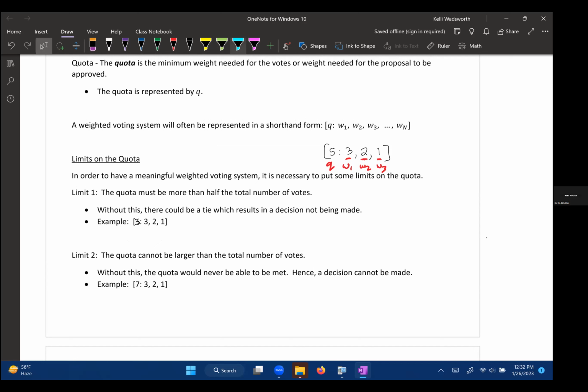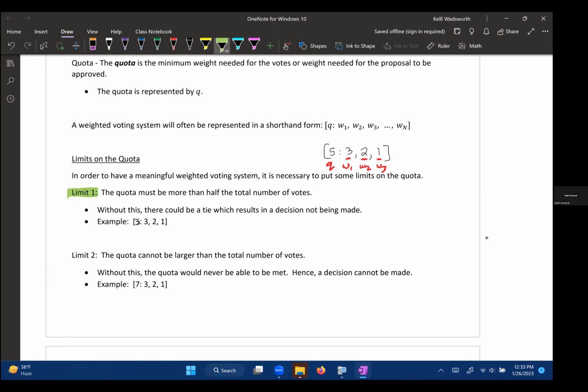So the first limit is we want the quota to be more than half the total number of votes. And really what we're saying is we want there to have to be a majority for anything to pass, right? So we don't want to make a quota, but then have the yes and the no's have the same number of votes, right? We don't want it to be split, like if 50% of the voters say yes and 50% say no, right? We don't want there to be a tie.